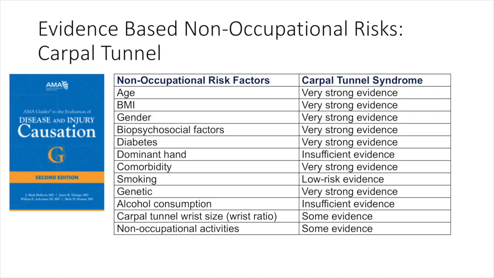For carpal tunnel, for personal attributes, age, very strong evidence. Age is a contributing factor for carpal tunnel. BMI, strong evidence. Gender, strong evidence. Biopsychosocial factors, strong evidence. Diabetes, strong evidence. In fact, I've had 2 cases for clients that I've had thrown out because of diabetes and carpal tunnel, just since the first of the year.